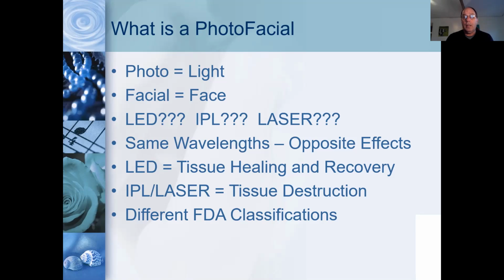It finds a target, and that target absorbs the color or wavelength of light. And enough heat is generated from that absorption of light, transforming it into heat, which destroys the tissue, which we call cell lysis or cell destruction.